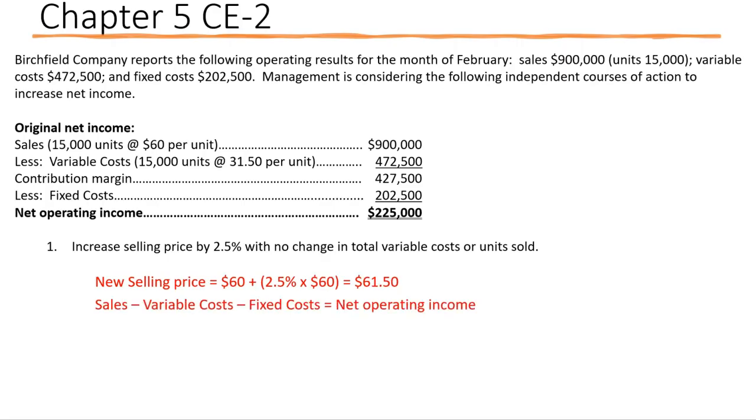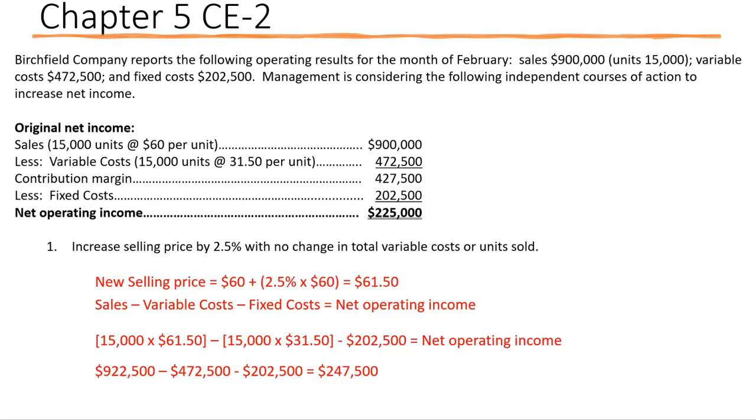Then our formula, sales minus variable costs minus fixed costs, is net operating income. Our new sales, 15,000 units, because remember the units didn't change, times our new selling price, $61.50. 15,000 units again times our $31.50 per unit variable costs. That doesn't change. Our fixed costs don't change because they're fixed.